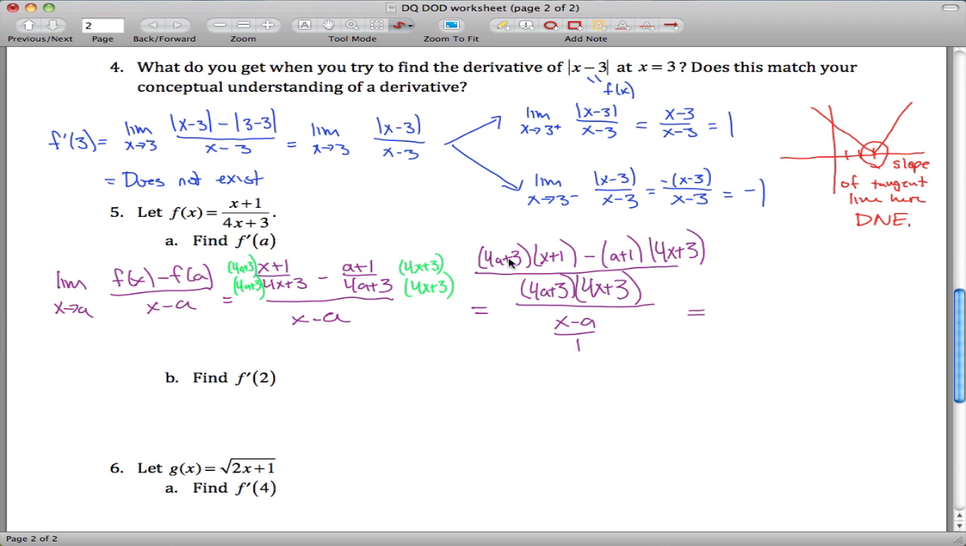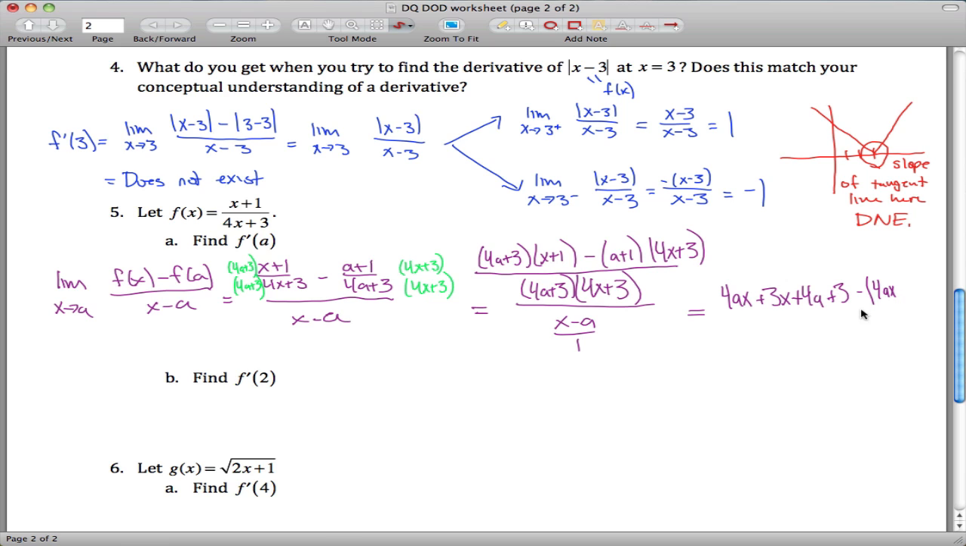All right, FOIL these guys out. You get 4ax plus 3x plus 4a plus 3. And from that, subtract, FOIL these guys out. You get 4ax.